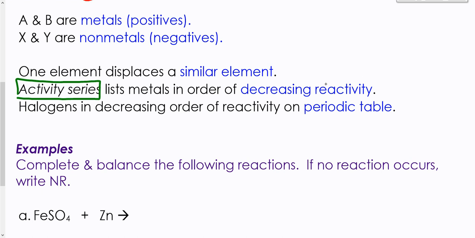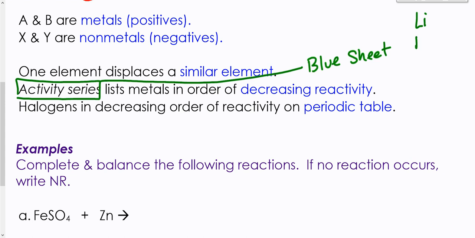You are going to get this activity series on what we call your blue sheet. If you haven't gotten this in class, you will. You'll see this list on the back. It has elements on the top, like it starts out with lithium, and then rubidium, and then potassium, barium, strontium, and so on. This is in decreasing reactivity. So lithium is the most active, and they get less active as you go down.